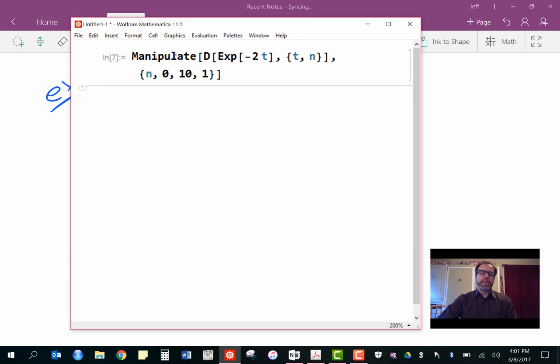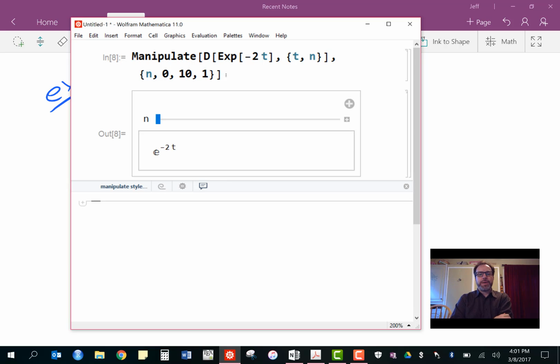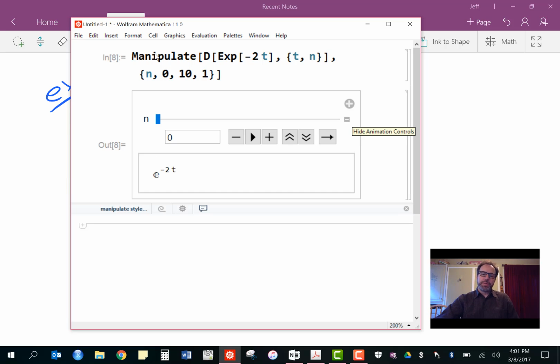I have a sheet here that I'm using Mathematica's Manipulate command, where I am going to take derivatives of the function e to the negative 2t. I'm going to take the derivative with respect to t, and I'm going to take the nth derivative where n can go from 0 up to 10 by ones. This is a nice little thing in Mathematica that allows you to look at the way that a bunch of different things might end up looking. So this is the zero derivative, which is just the function e to the negative 2t.